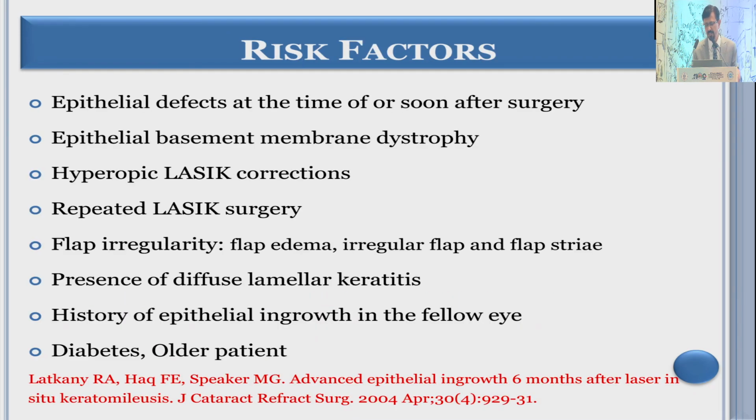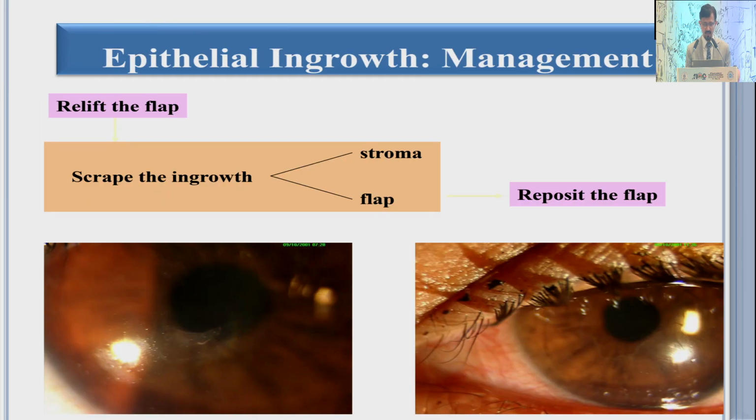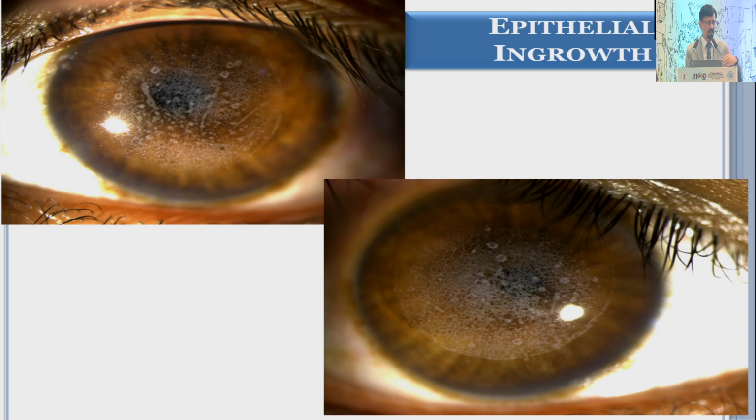The incidence is not very common, and with the femtosecond laser, if you create a good flap edge, the risk of epithelial ingrowth is not very high. But in cases of EBMD, epithelial basement membrane dystrophy, you have a higher chance, and in case of diabetes, wherein whenever there is risk of loss of epithelium, the risk of epithelial ingrowth is high. As studies have shown, it's very high in hyperopia. And once you have an epithelial ingrowth, you lift the flap, and then you debride the epithelium, put mitomycin C, as I showed in the earlier picture.